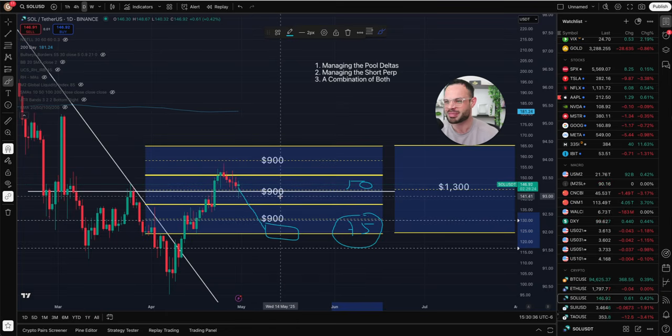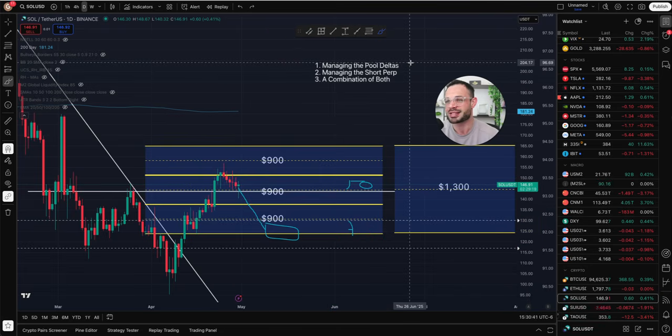Okay, I hope this is making sense. So they are the 2 ways that you can manage the position. And third is essentially a combination of both. So like I said, by the time price gets down to this area, you might be owning around 75 Solana.